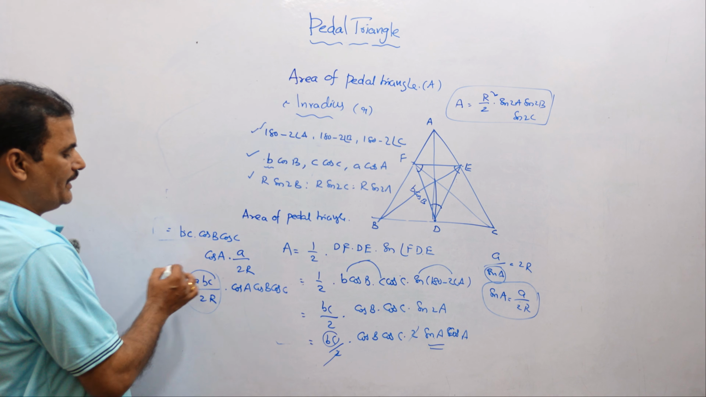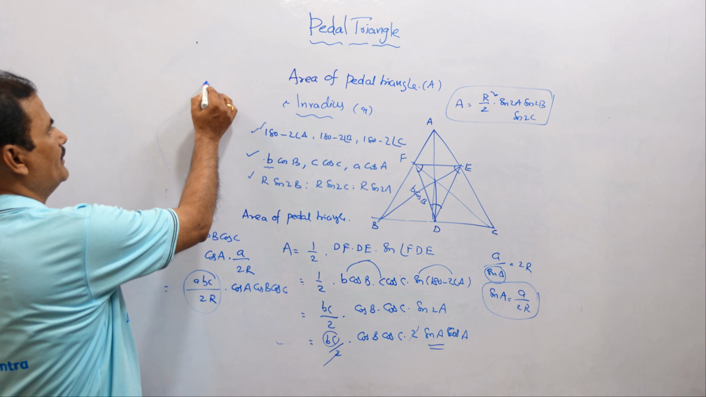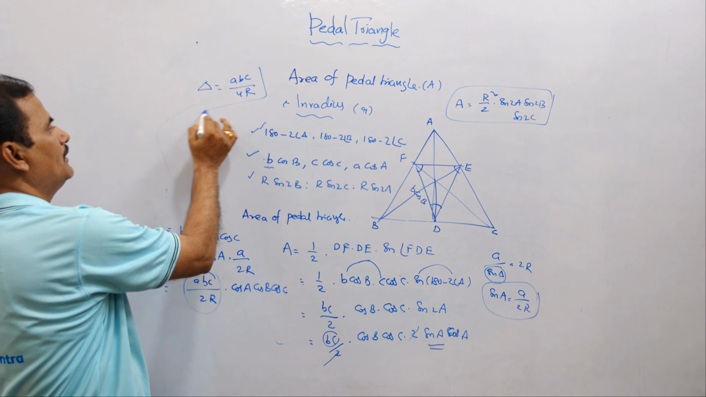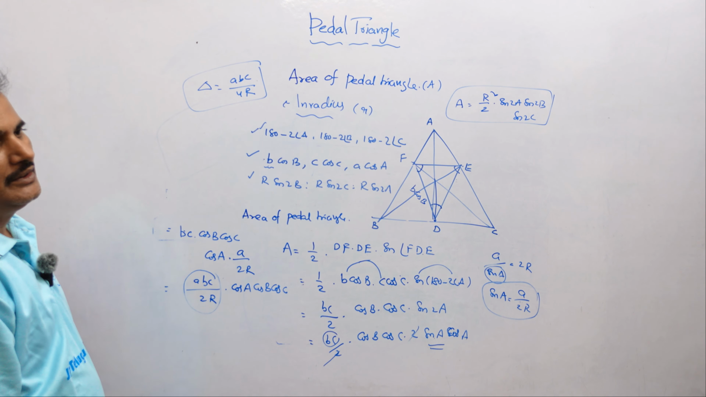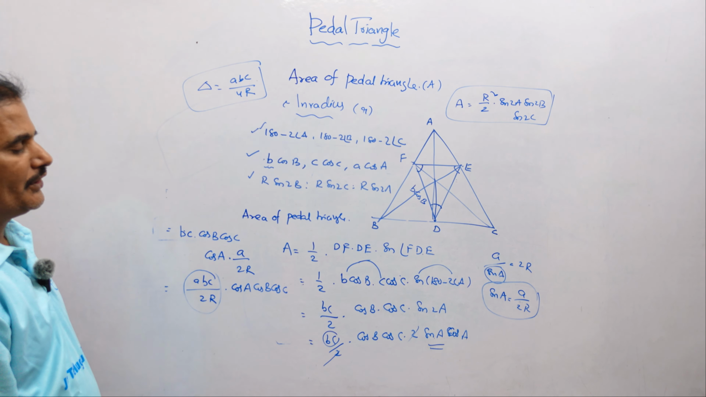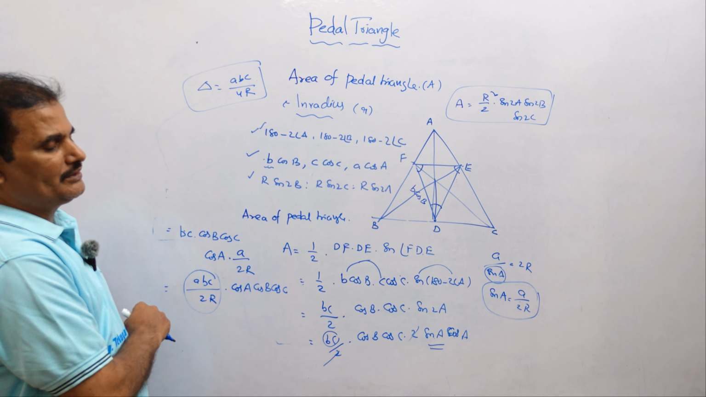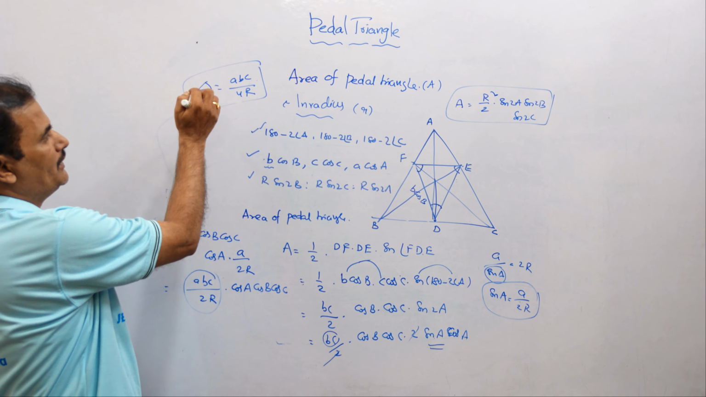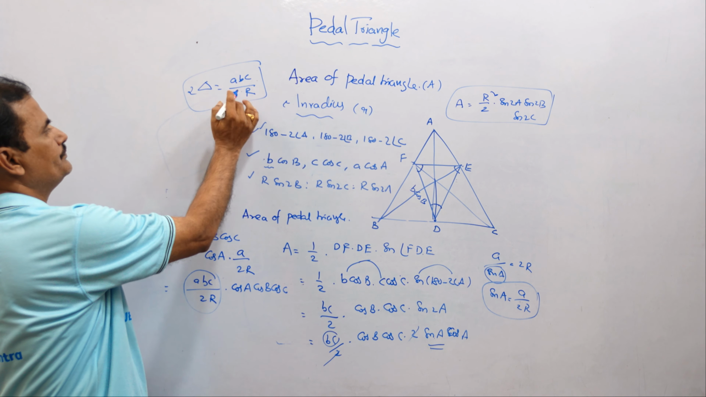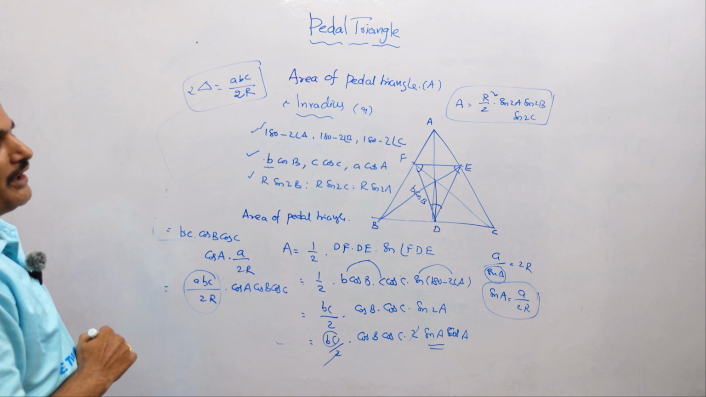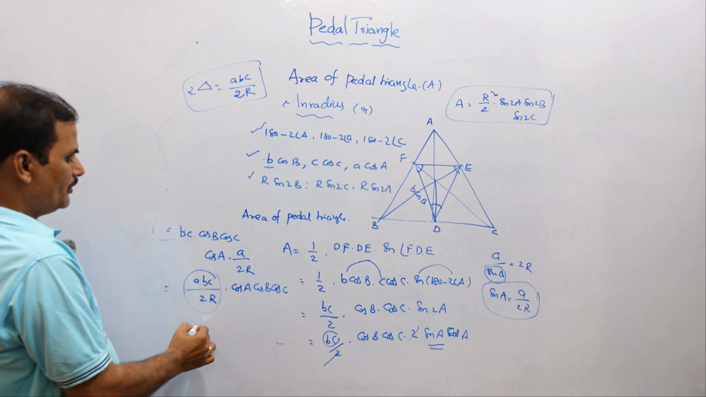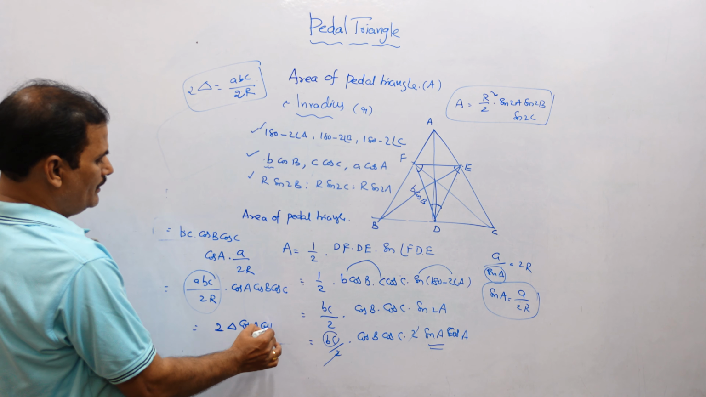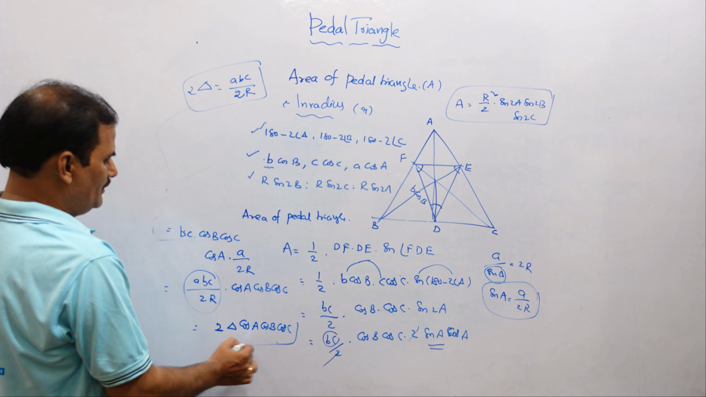We know one formula, delta is equal to abc by 4R. Normal triangle area, delta is equal to abc by 4R. But here it is abc by 2R. Writing the 4 as 2 into 2R, the 2 goes to the other side. So abc by 2R is equal to 2 delta. For the final one it is 2 delta cos A, cos B, cos C.